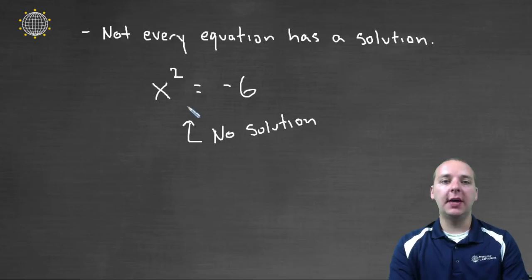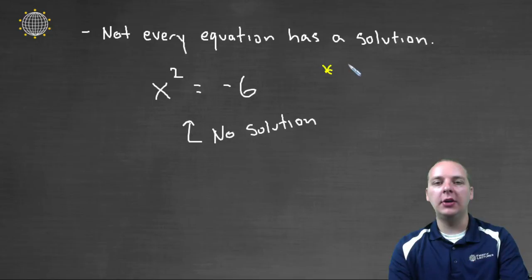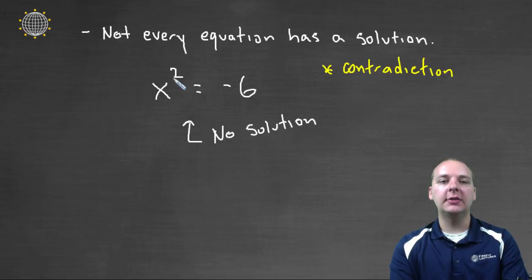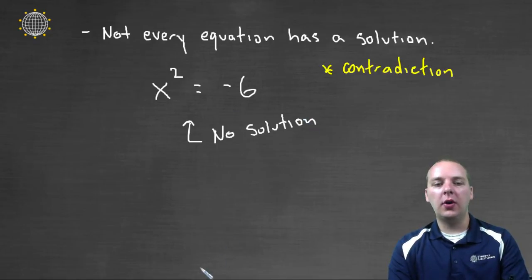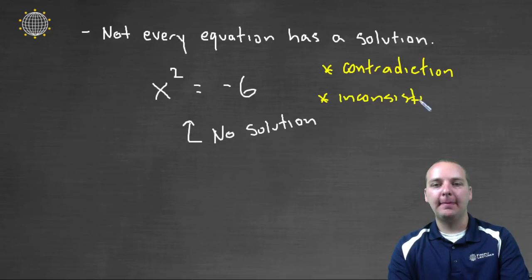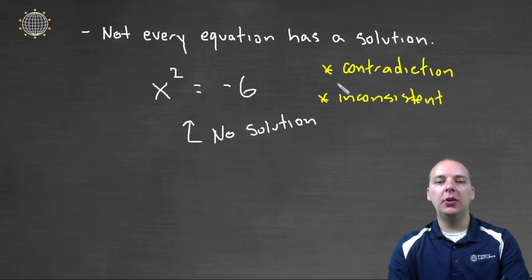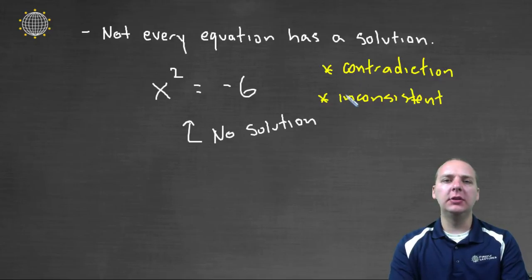And there's a name for this type of equation. If it doesn't have a solution, then it is called either a contradiction, because this is impossible. You can't have x squared equaling -6, for example. Or you can call this an inconsistent equation. All right. Either one of these is fine. You'll find either of these words in some textbooks. Some textbooks use the word contradiction. Some textbooks use the word inconsistent.